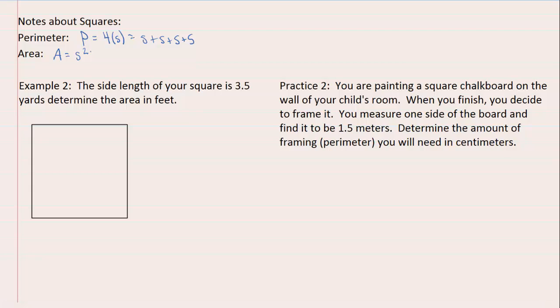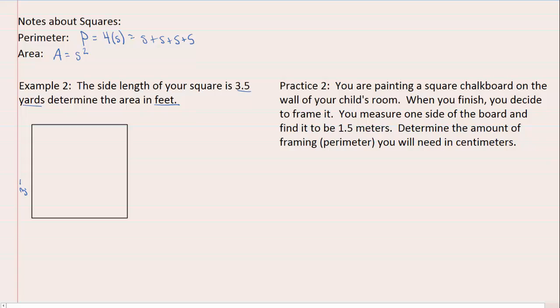Let's try this first problem. The length of your square is 3.5 yards. Determine the area in feet. I have the measurement in yards. I need the area in feet. So before I can even start finding the area, I should convert this unit from yards to feet.